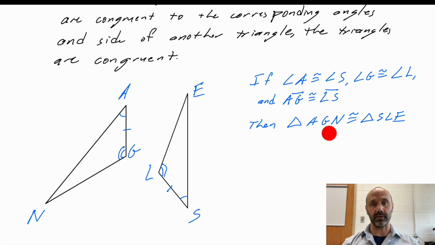Don't forget, when you're writing triangle congruence statements, the order matters. You want the corresponding parts to match up with one another. You can think of it this way. We know that the three angles inside a triangle add up to 180 degrees. And so, if these two angles are congruent, then we know that this third angle has to be congruent also.